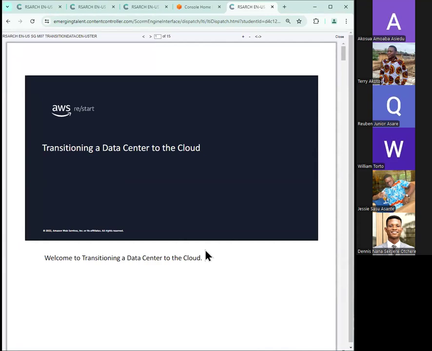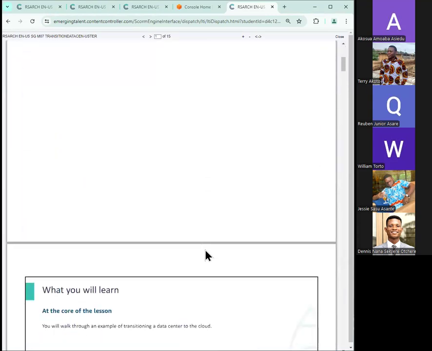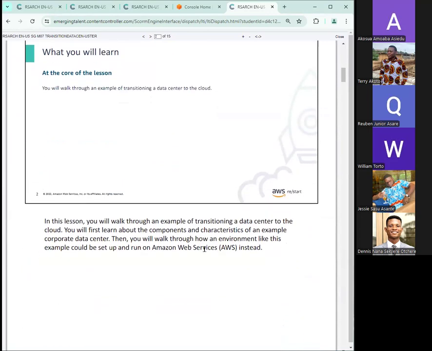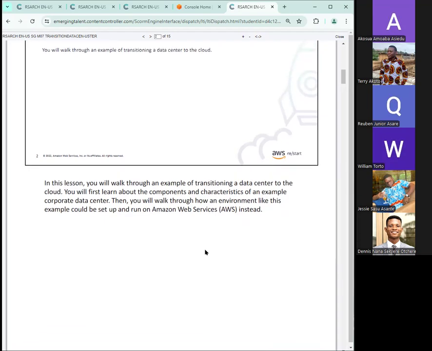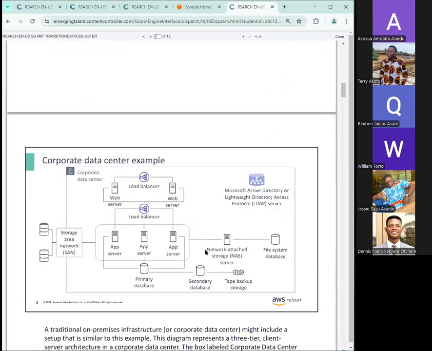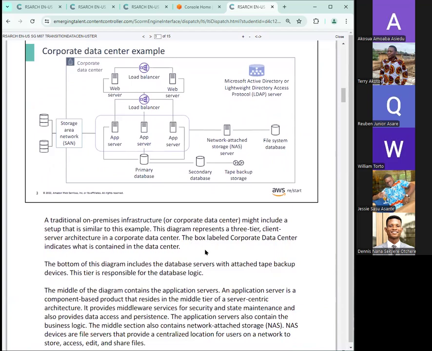Transitioning a data center into the cloud. We're looking at an example of how to transition a data center to the cloud. We will learn about the components and characteristics of this example data center, and we will also look at how an example environment could be set up and run on AWS instead. Okay, so this is the corporate data center.